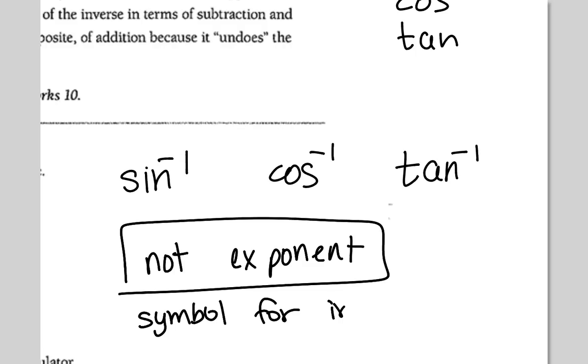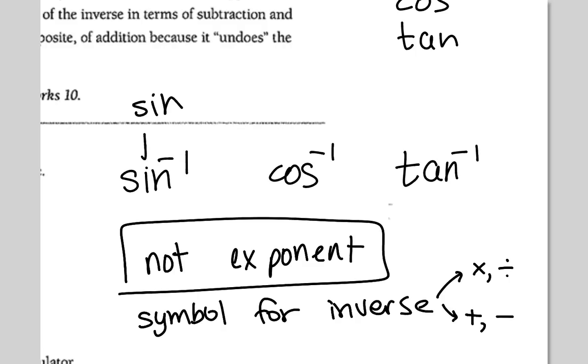for inverse. And inverse just means like opposite. So like the inverse for times is divide, and the inverse for add is subtract. So it's all about opposites. So the inverse for sine is second function sine, and the inverse for cos is second function cos, and the inverse for tan is second function tan. So we will only use the second functions if they are asking you to find an angle, okay?